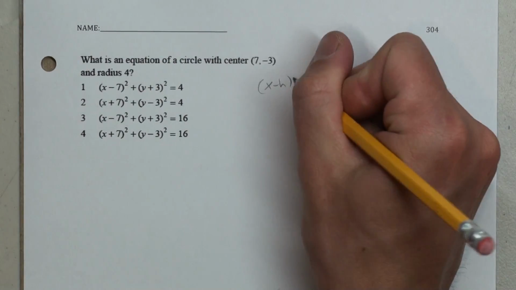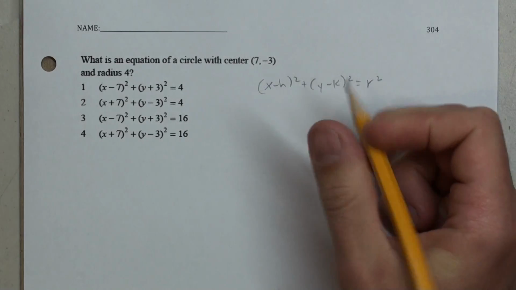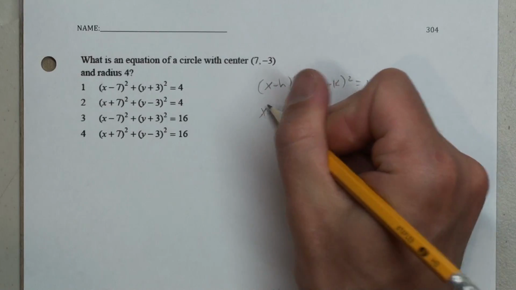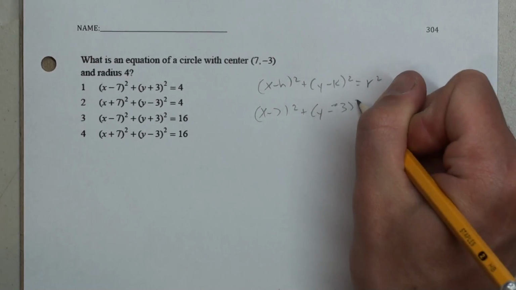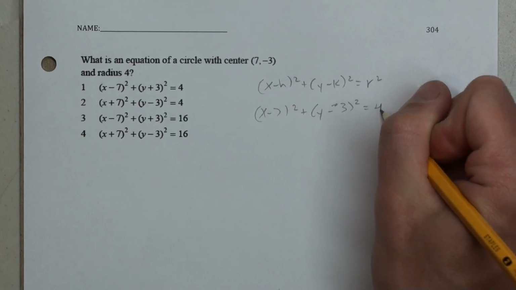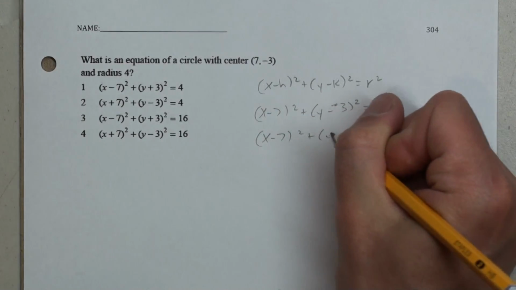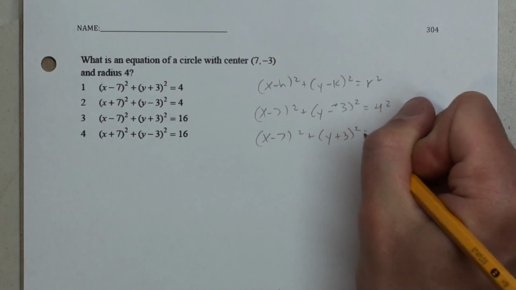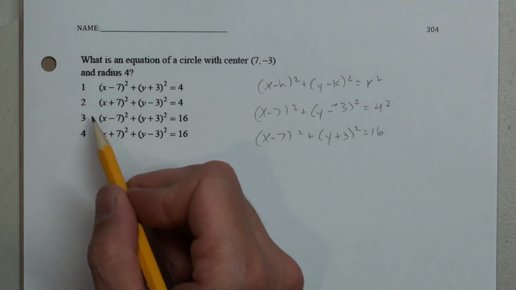Again, (x minus h) squared plus (y minus k) squared equals r squared. (x minus 7) squared plus (y minus -3) squared equals 4 squared. That's (x minus 7) squared plus (y plus 3) squared equals 16. So -7, plus 3, and 16. Choice 3.